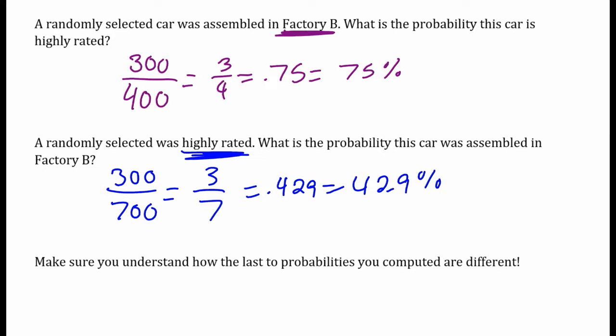Make sure you understand how these two probabilities are different. In the first one, I knew it was from Factory B. I wanted to know what's the probability that it's highly rated. So my universe shrunk to Factory B. I know it's from Factory B. I'm only picking cars from there. Versus my universe shrunk to highly rated cars, so I'm only picking from cars that are highly rated now. What's the probability I pull one from Factory B? It's important that we understand the difference between those two probabilities.